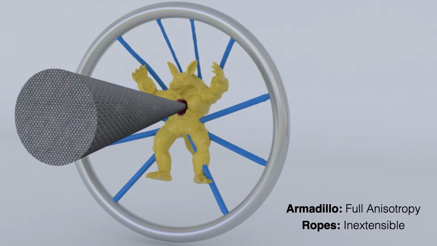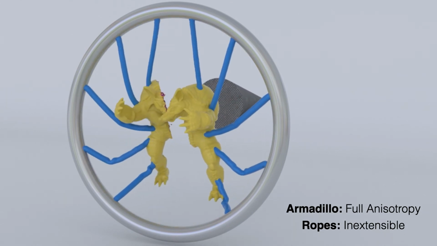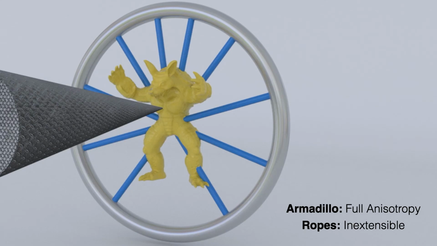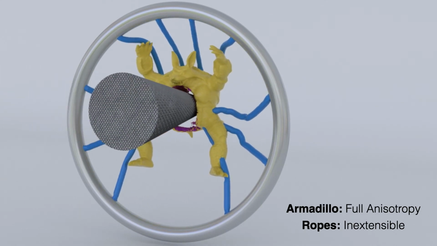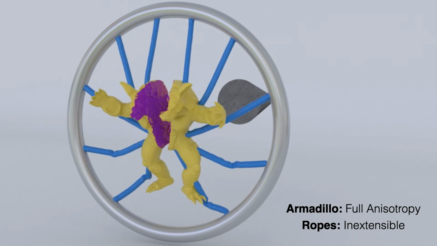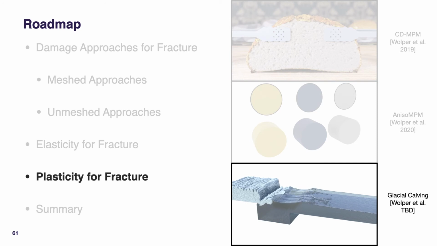Finally, our armadillo is not done yet because we also reran the anisotropic armadillo with inextensible ropes to show the successful pairing of anisotropic damage with inextensibility in the same simulation. Notice how the ropes bend and twist to avoid compressing as well as stretching, since these constraints are just about the distance. So now that we've covered fracture and elasticity, let's finally dive into plasticity.